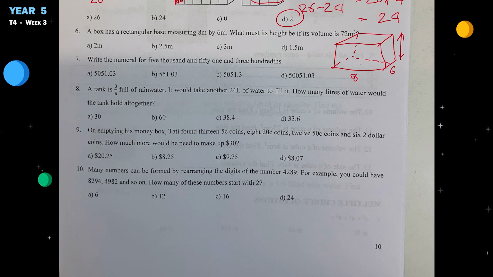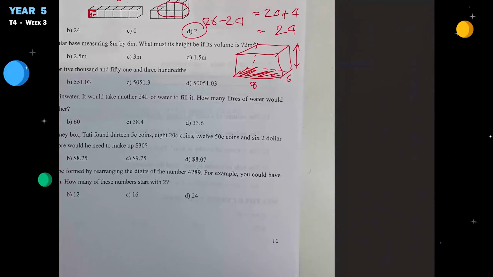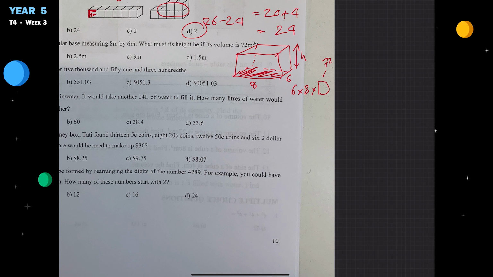6 times 8 is 48, so the area of this is 48. Remember, to find the volume, all you got to do is do 6 times 8 times the height, times some number, and that gives us 72. Okay? So work out what that last number is, to multiply to get 72.